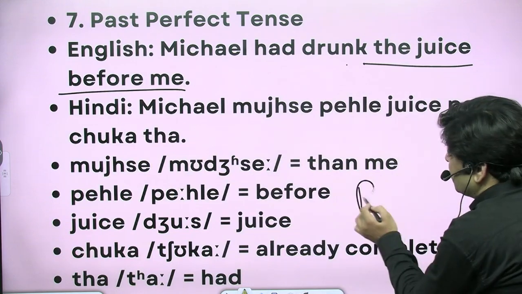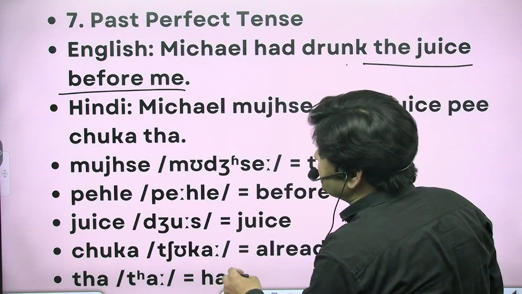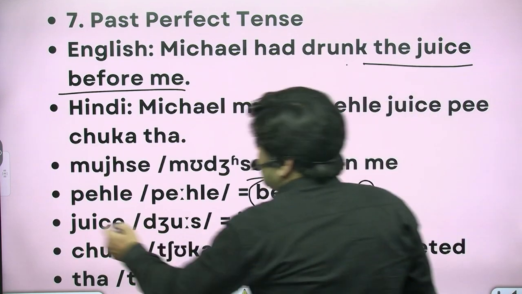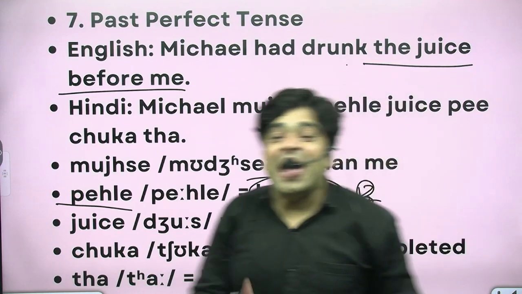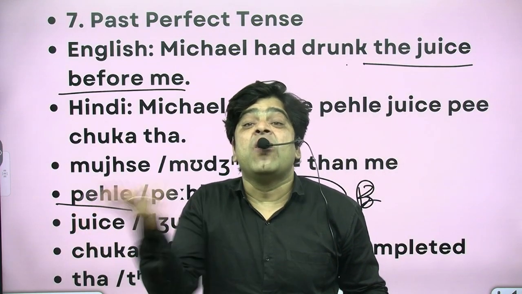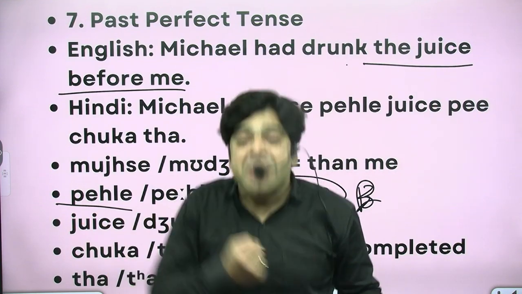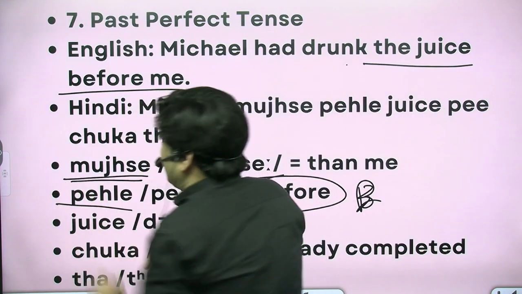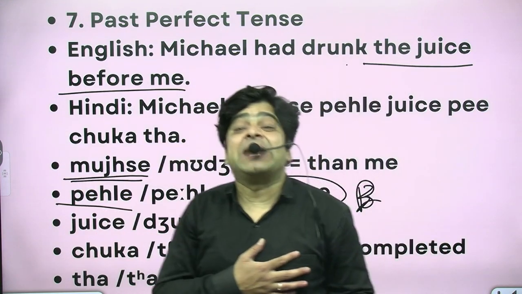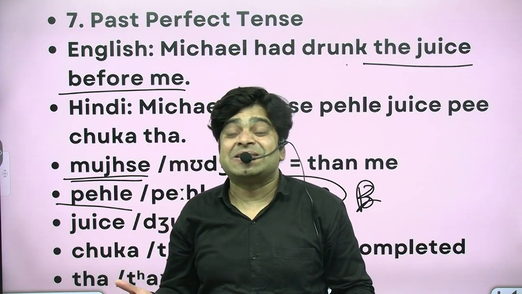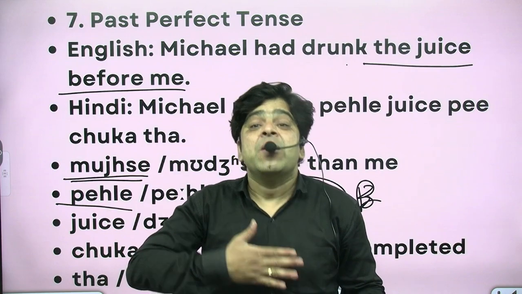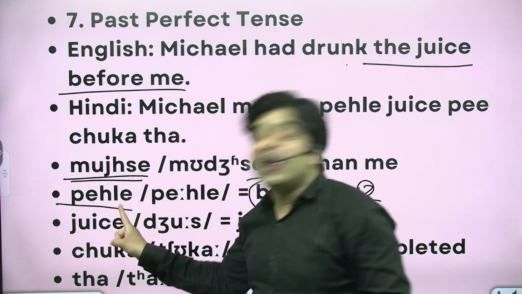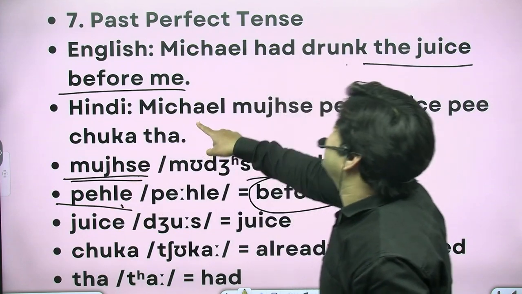Now before, what do we call before? Pehle. Before we call pehle. Now before whom? If before me, it will be mujhse. It was me, but it becomes mujhse if it is used as before me. Mujhse pehle, before me. Got it? So Michael is the subject.